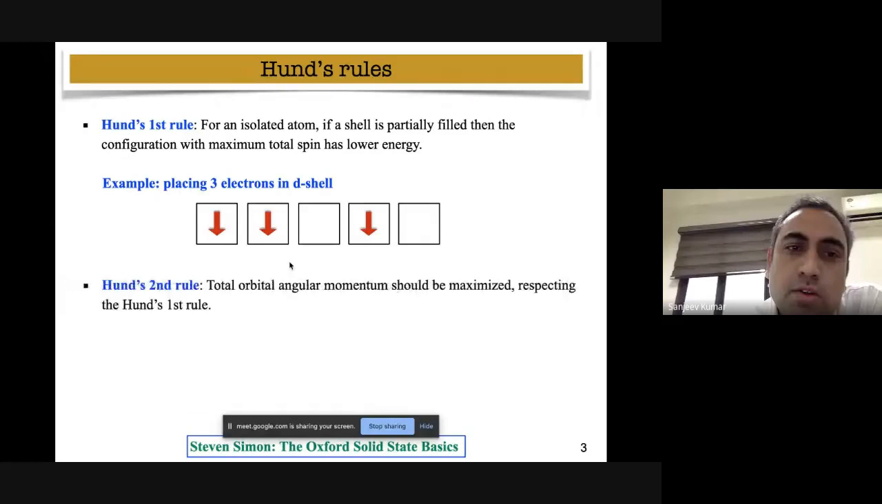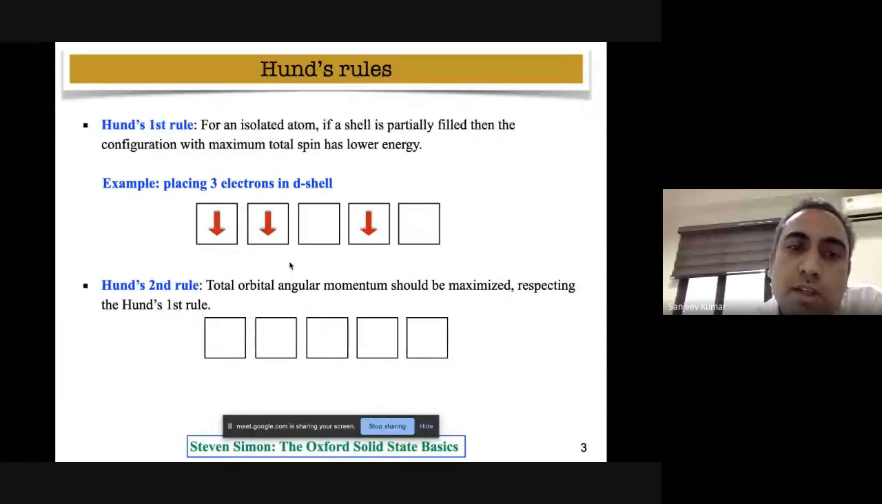Now, what about the second rule? The second rule says that the total orbital angular momentum should be maximized, respecting Hund's first rule. What does it mean? Let's label these orbitals with their orbital angular momentum Lz, in particular the z component, and each of these shells has an Lz of minus 2 up to plus 2. Hund's first rule says you put in the 3 electrons like this, but for the second rule, you would look at these Lz values and you would want the magnitude of that sum to be maximum. So you would go for this configuration.